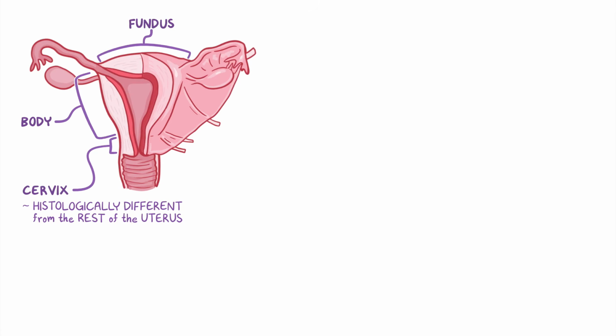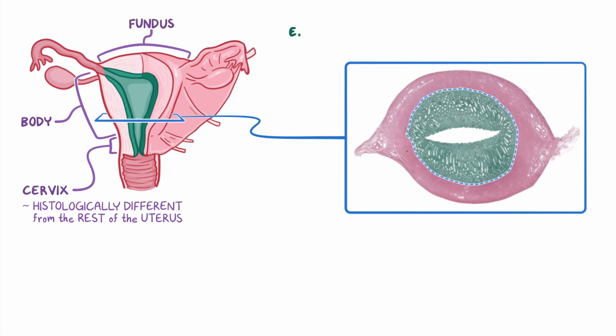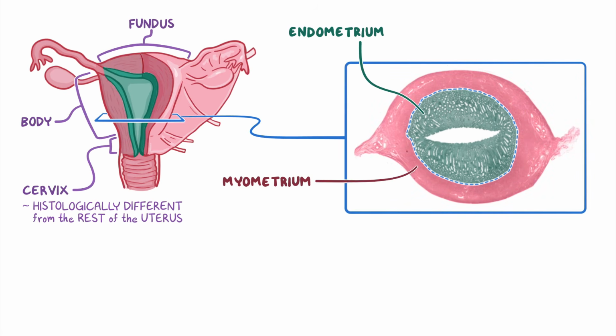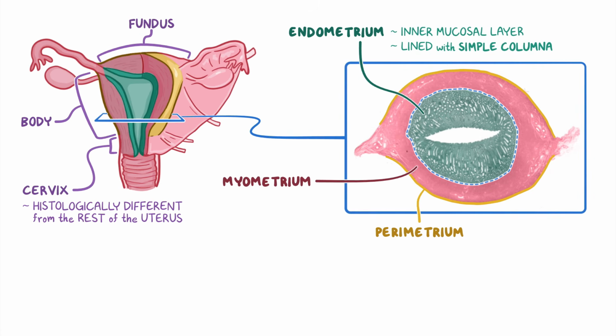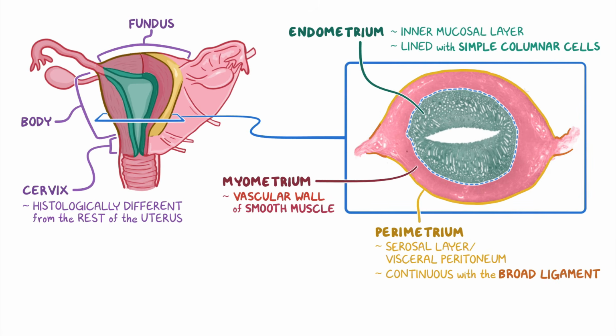This video will just focus on the fundus and body of the uterus, which consist of 3 major layers: the inner endometrium, myometrium, and outer parametrium, although the parametrium is too thin to easily see in this image. The endometrium is the inner mucosal layer that's lined with simple columnar cells. The myometrium is a thick and highly vascular wall of smooth muscle. And the parametrium consists mostly of a serosal layer or visceral peritoneum that's continuous with the broad ligament, although there are portions of the uterus that are surrounded by an adventitial layer of connective tissue instead.